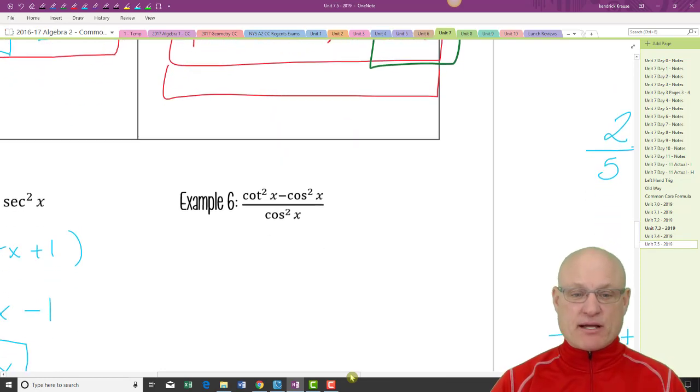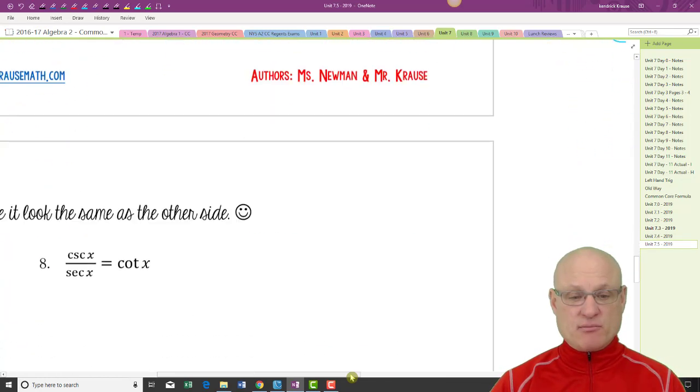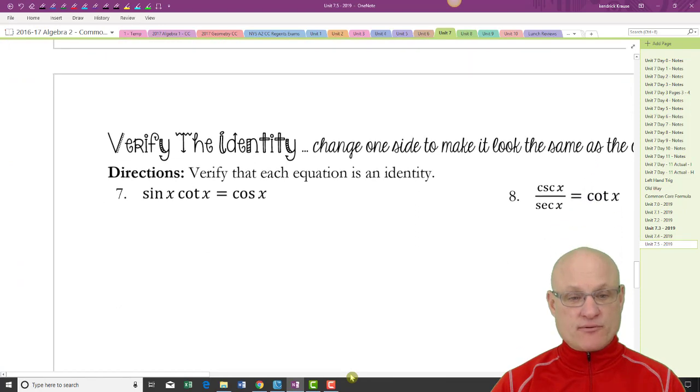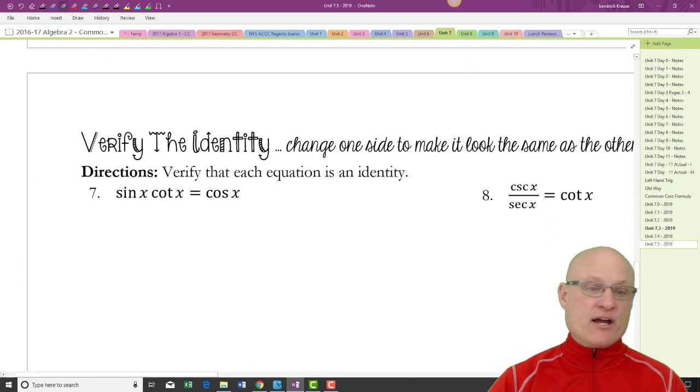Nah, would have made it. That's probably the best way to do it. That was a tough one. Some of them are a little bit easier, some of them are difficult, some of them more difficult. All right. Verify the identity.